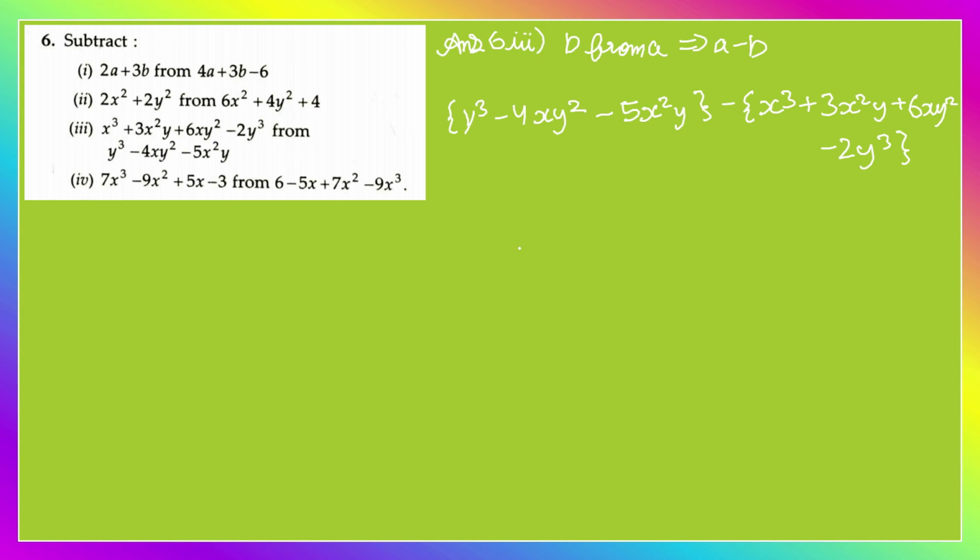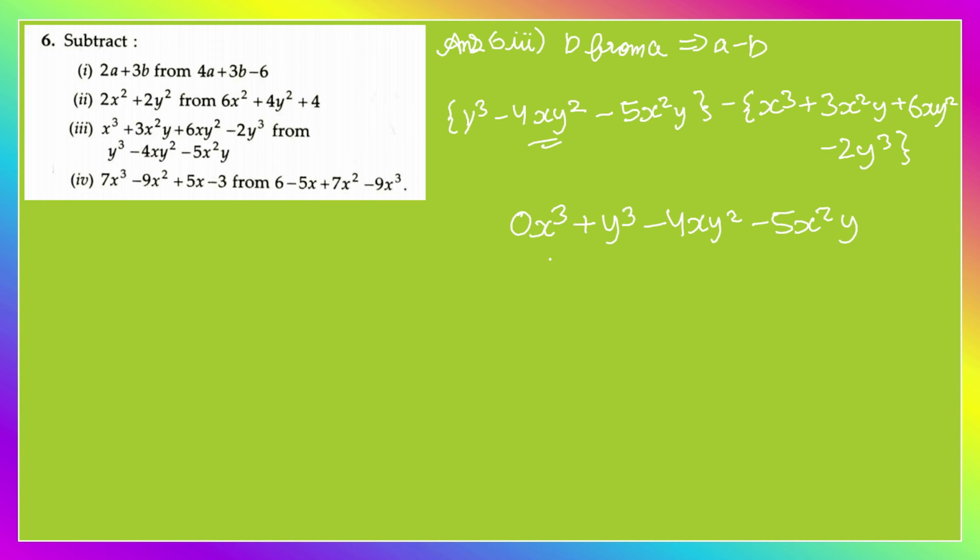Now again same technique. What I'm going to do is just write a table. First term would be of x cubed. In the first polynomial there is no x cubed term. So I'm going to write 0x cubed. Then we have plus y cubed. Then we have minus 4xy squared. Then we have minus 5x squared y.